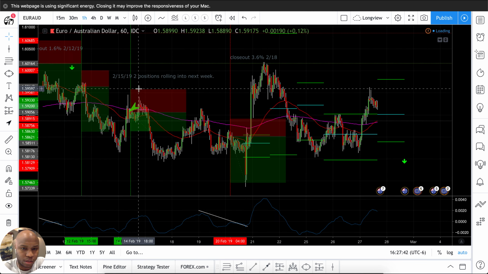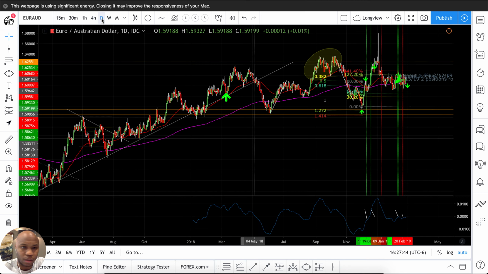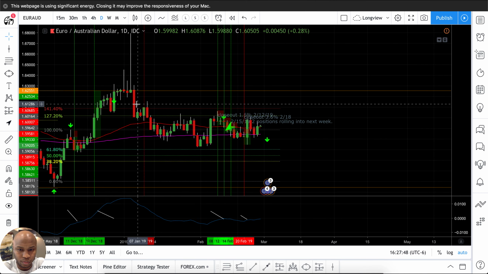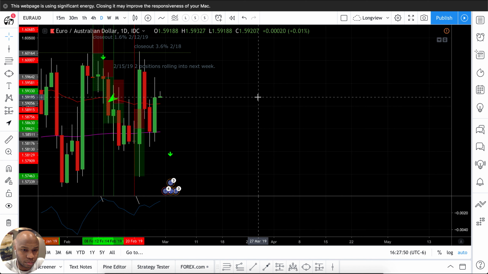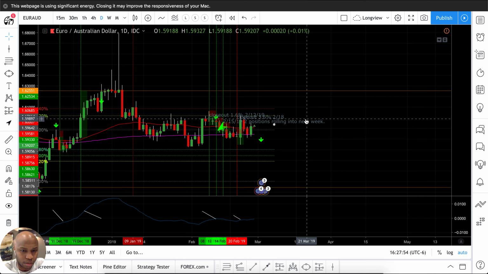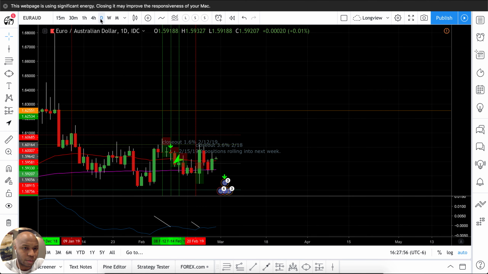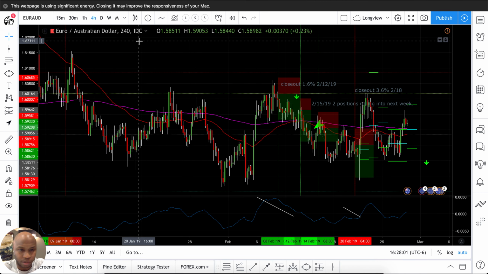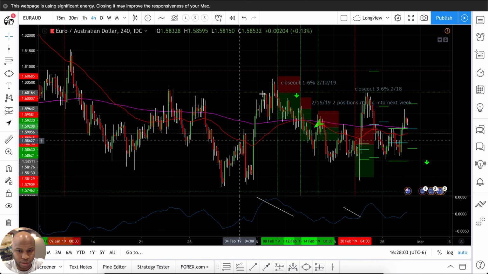Euro AUD. Hella sideways. Yeah, super sideways. I don't like this at all. I wouldn't trade this. It looks better on a 4-hour chart, but yeah, it's just super sideways.